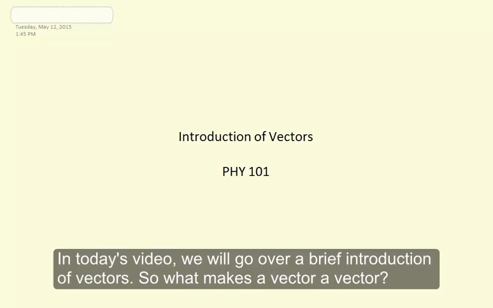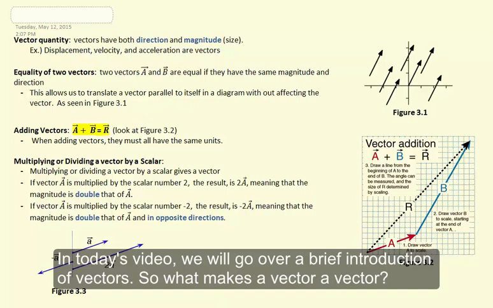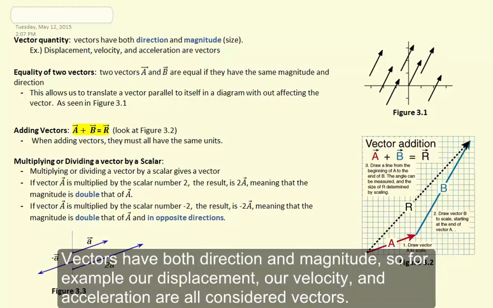In today's video, we'll go over a brief introduction of vectors. So what makes a vector a vector? Vectors have both direction and magnitude. So for example, our displacement, our velocity, and acceleration are all considered vectors.